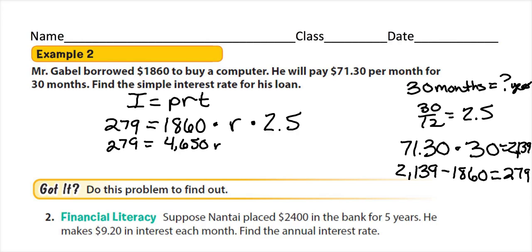And then R. Now, this is just swapped from what we're used to. We're used to saying the letters on the left, right? It doesn't really matter if they're on the right or the left. We try to keep them on the left, but it doesn't matter in the long run. Then we're going to divide this off. So that's 4,650.